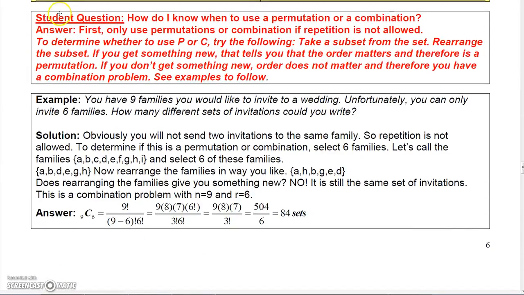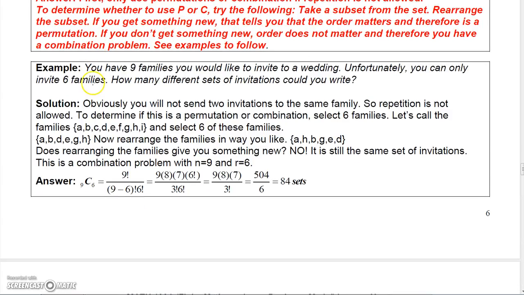Now, how do you know when to use a permutation or combination? Well, first, you only use permutation or combination if repetition is not allowed. Then, once you determine repetition is not allowed, you have to decide whether you use P or C. So take a subset from the set, rearrange the subset. If you get something new, that tells you that order matters and it's a permutation. If you don't get something new, order does not matter, therefore you have a combination problem.